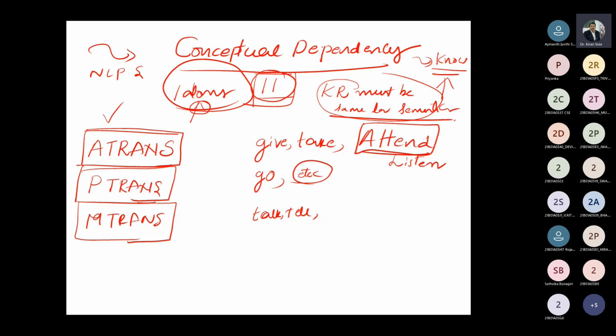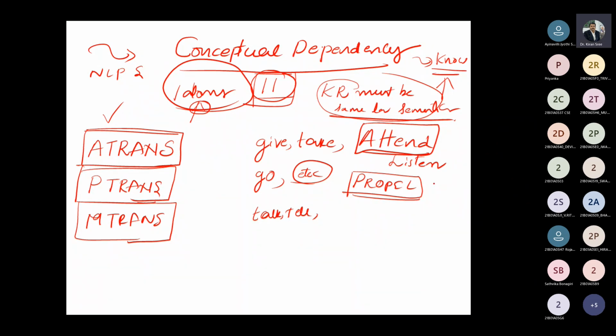You're just focusing your brain on something. That is your attend. So A trans, P trans. So you have something called a propel then. Propel is to apply force. Somebody has entered into the class forcibly. Then I have to use propel.